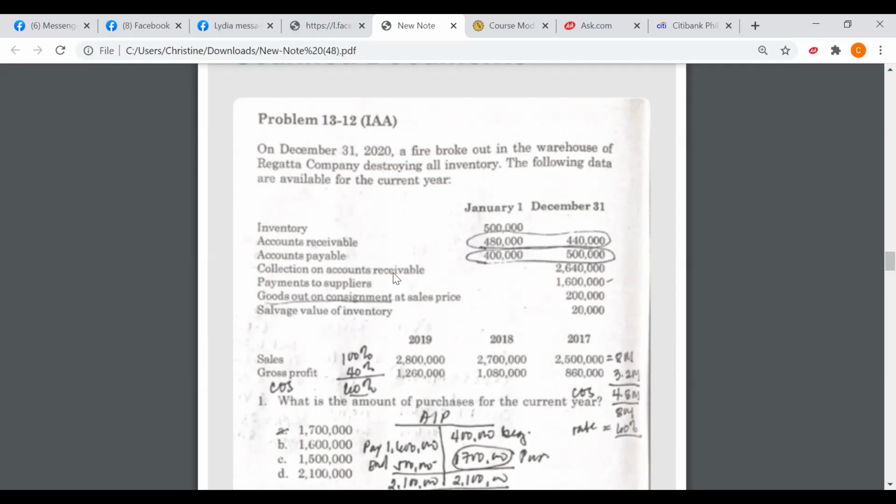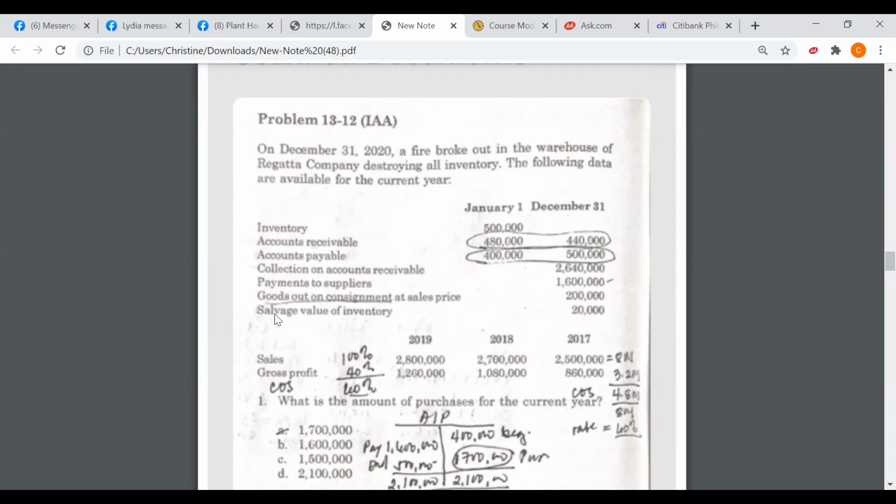We have now a collection of receivable, payment to suppliers, goods out on consignment at sales price. So meaning these are the goods that are already given to the consignee. So these goods are salvage, or they were not included in the fire loss. So later on, you should deduct them from the total ending to arrive at your fire loss.